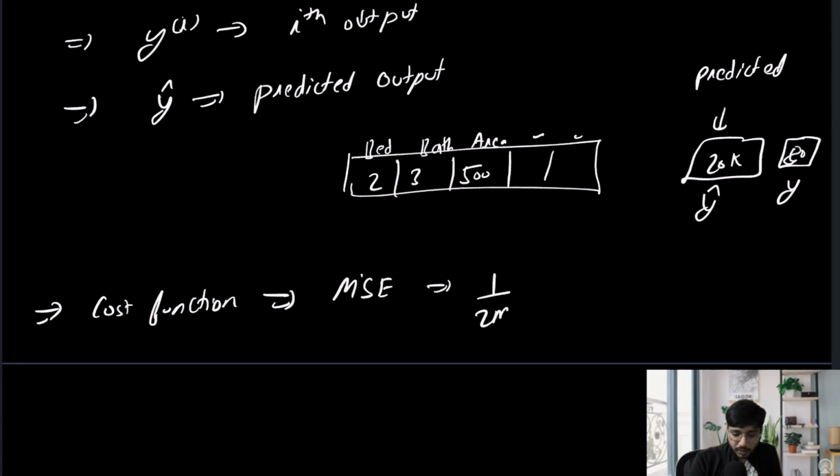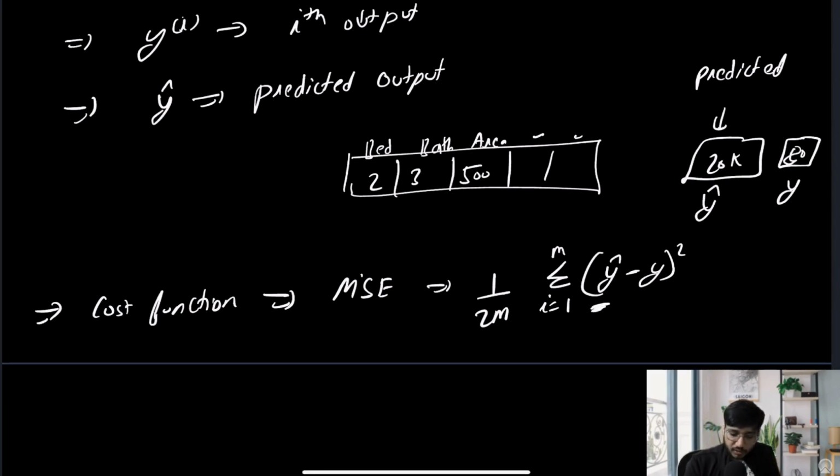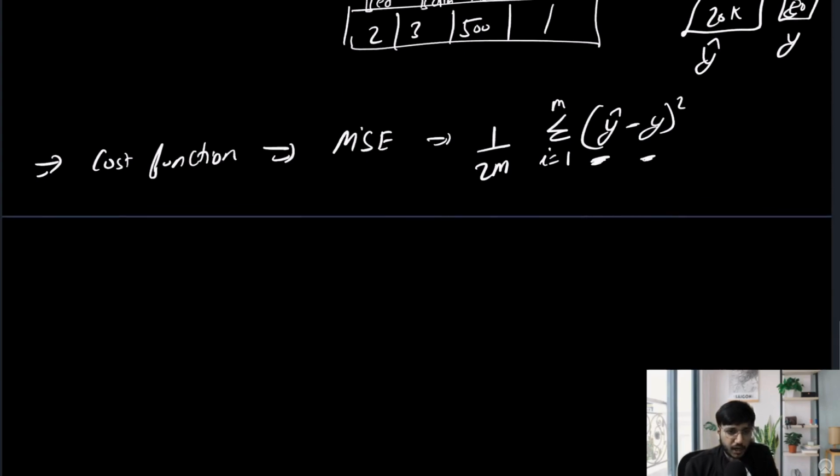It is represented by 1 by 2m, sigma i equals 1 to m, and then we have predicted values minus our original values, squared. Basically, we are finding the difference between what we are predicting and what the actual value is for each row, and we are doing the summation of it. The intuition behind it and why it is useful, I'll upload in another video because it will involve some math. But currently, let's calculate it for a value.